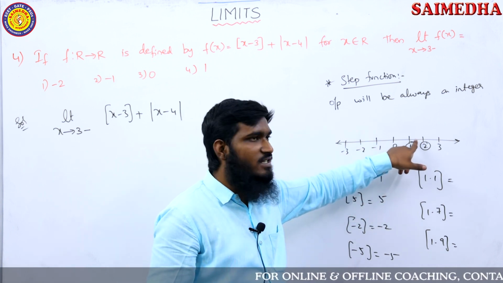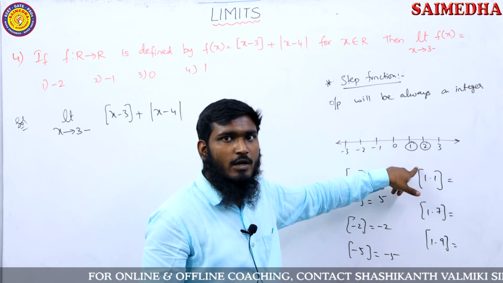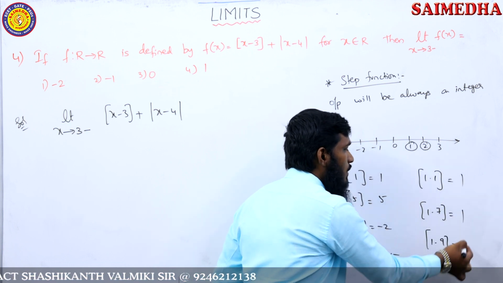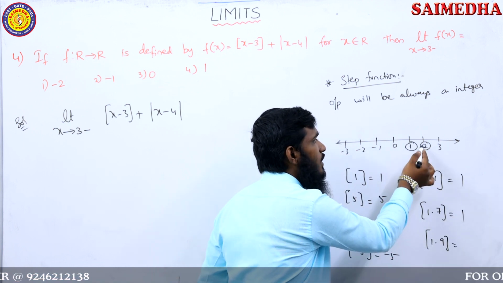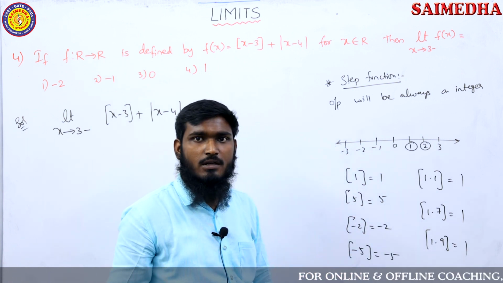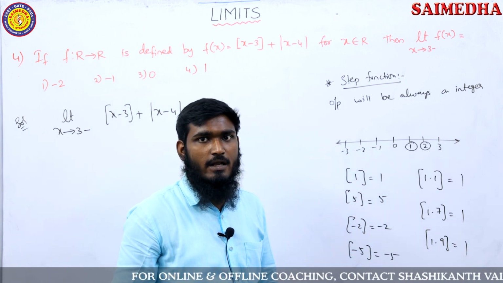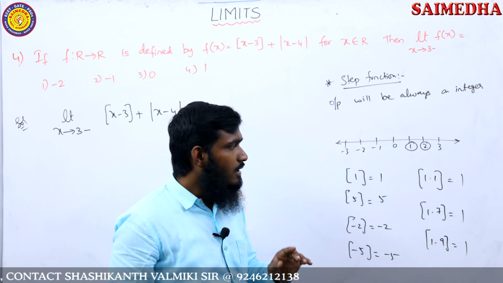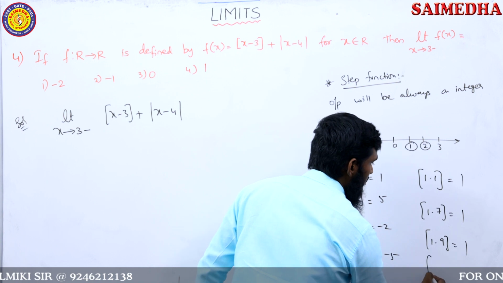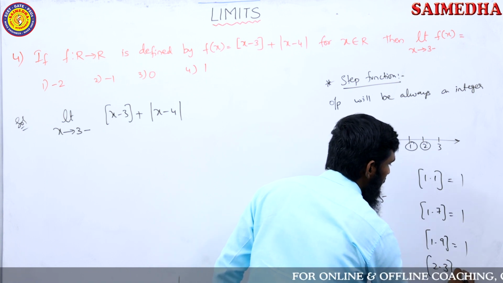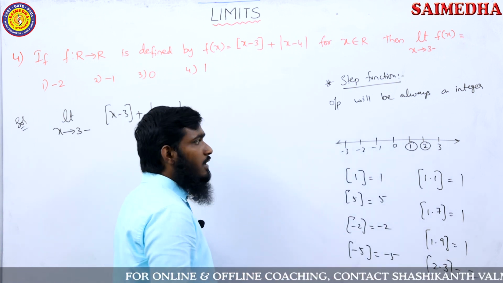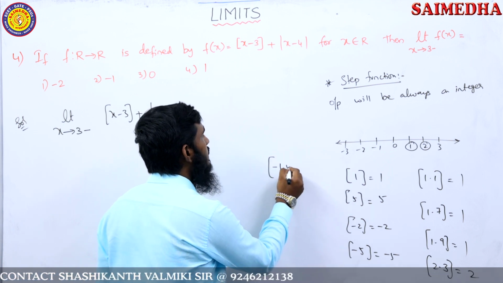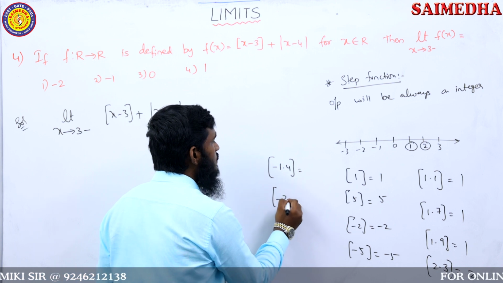So 1.1 lies between 1 and 2. What is the left number here? 1. 1.7 lies between 1 and 2. The left number is 1. 1.9 lies between 1 and 2. The left number is 1. Is it clear? Don't take the approximate value. Only take the left number. Now, if you take 2.3, it will be equal to 2.